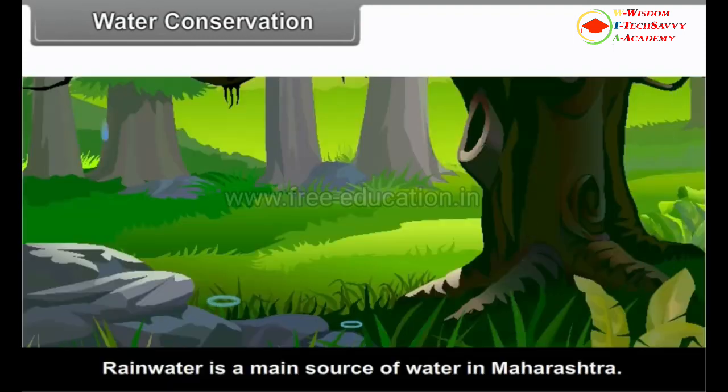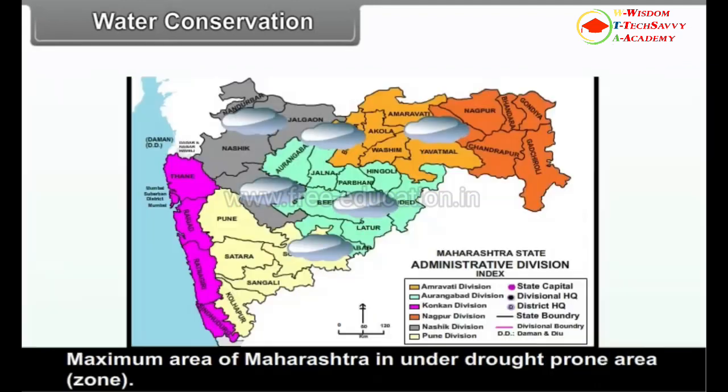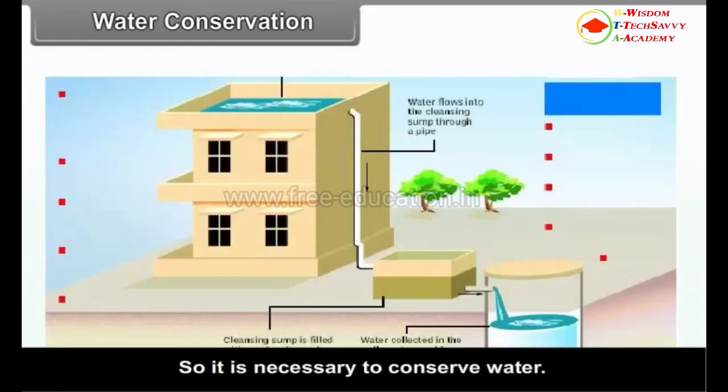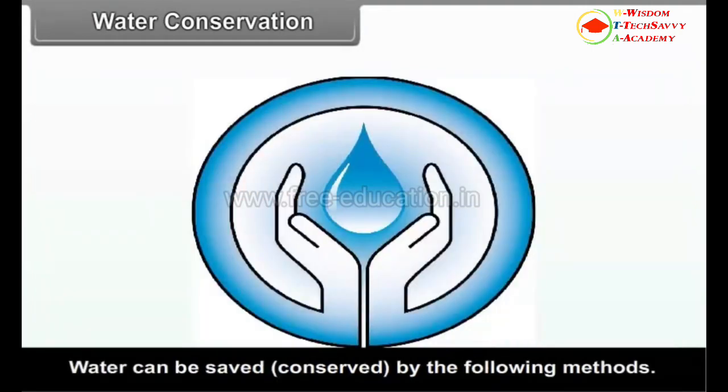Water conservation. Rainwater is the main source of water in Maharashtra. The maximum area of Maharashtra is under drought-prone area, so it is necessary to conserve water. Water can be saved by the following methods.